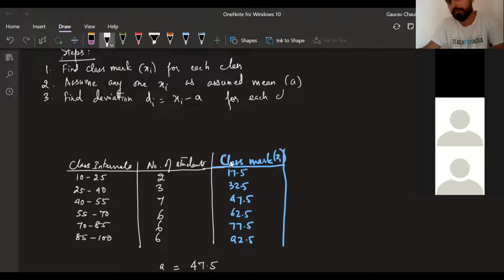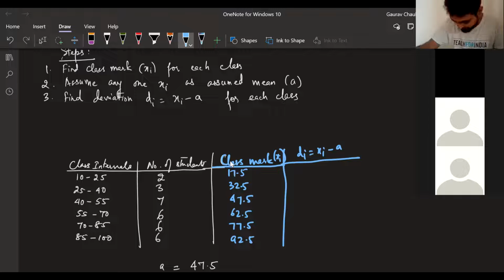Okay. So you're going to do that. I hope you guys are taking this down also as we are writing. I'll not be giving any extra time later. So you're going to find di equal to xi minus A for each class. We have already found it last time, so I'm just going to write it quickly. Minus 30, minus 15, 0, 15, 30, and 45, right? This was our deviation. Am I correct, Deepak? This is correct.